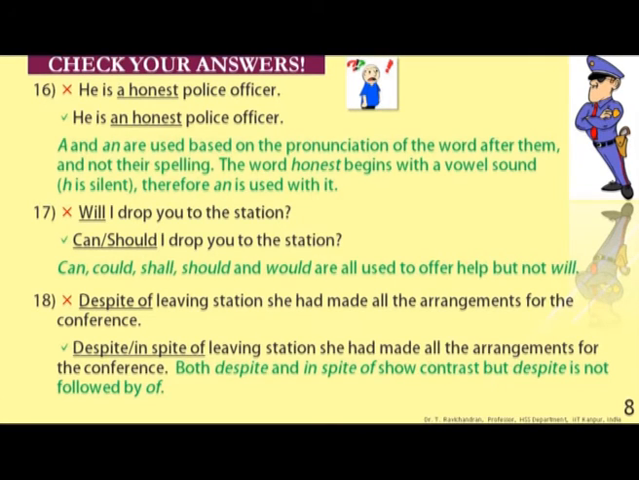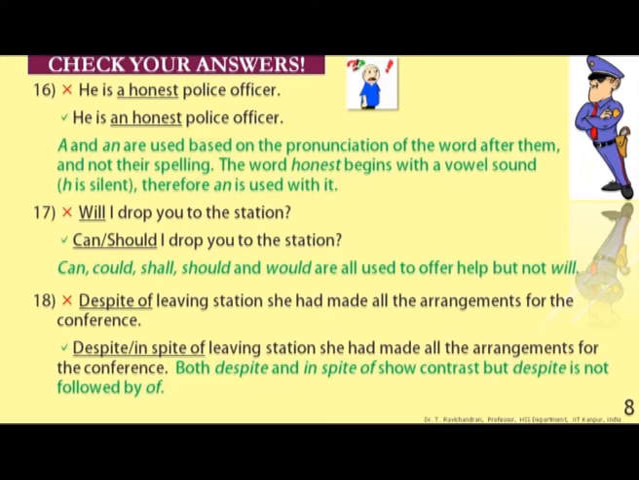Question form and use of modal verbs in question form as a request. Will I drop you to the station? Wrong way of asking. It should be, can I drop you to the station? Should I drop you to the station? Shall I drop you to the station?